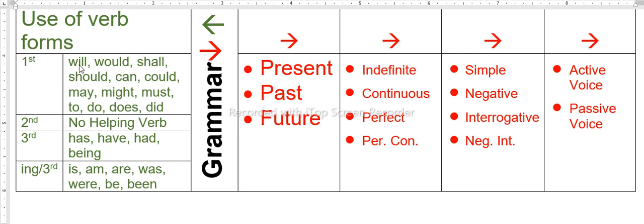Okay, when these words are following, before these words there may be a subject. Then after this, you would use the first form. Second form, no helping verb. If there is a helping verb, you cannot use the second form. For example, I went.